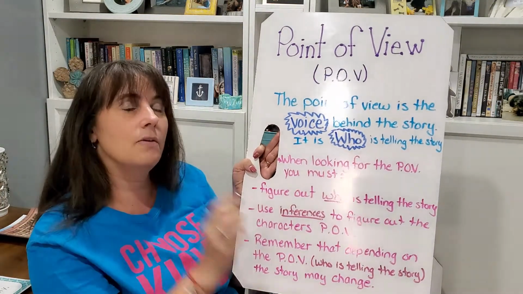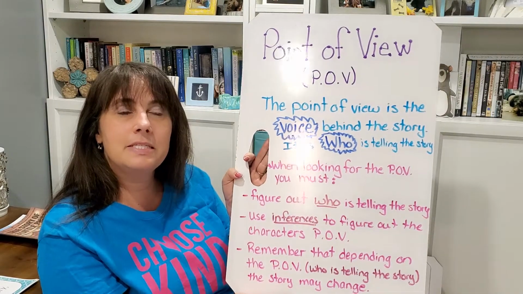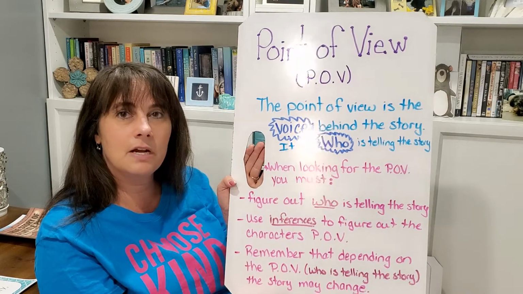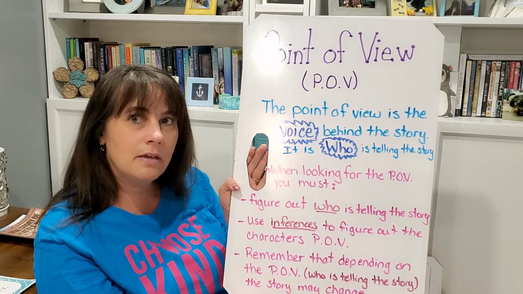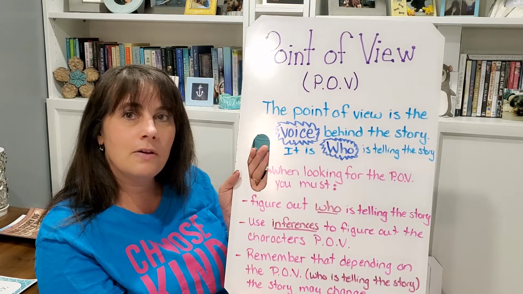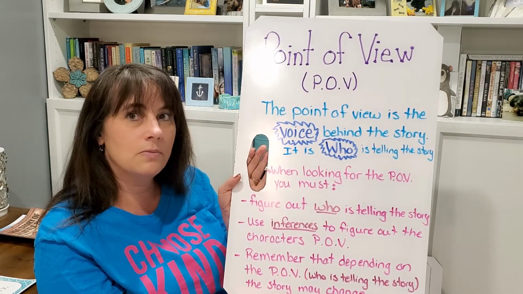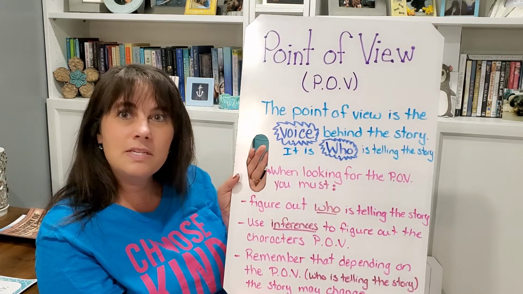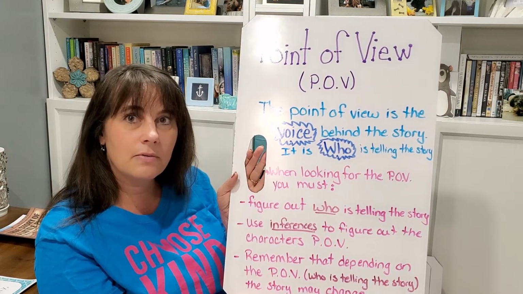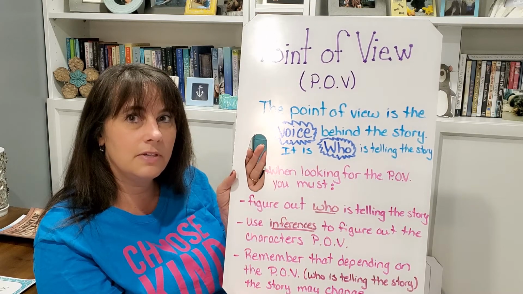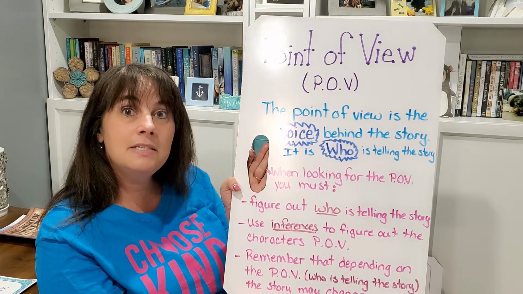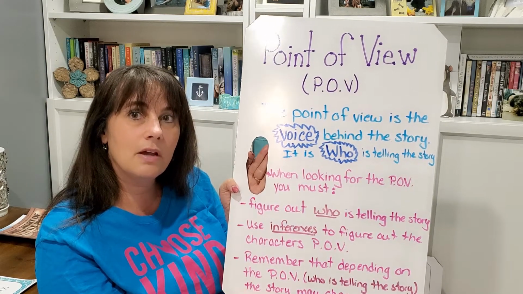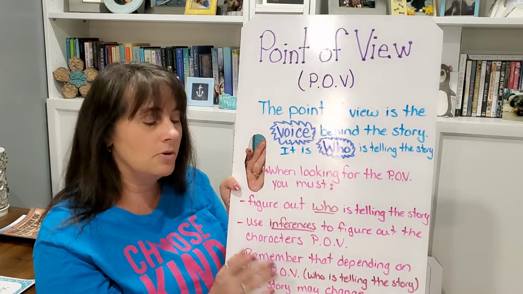You're going to be thinking, okay, well, it says I did this. I went up the stairs. Well, who is the I? Who are they talking about? You have to use your inferencing. You have to use what you know about the story and what you're reading to figure that out. If it just keeps saying I, who is the I? You have to use your thinking to figure that out. If it says he did this and she did that, you have to use your inferencing to figure out who they're talking about. I'm going to talk a little more about that in a minute.